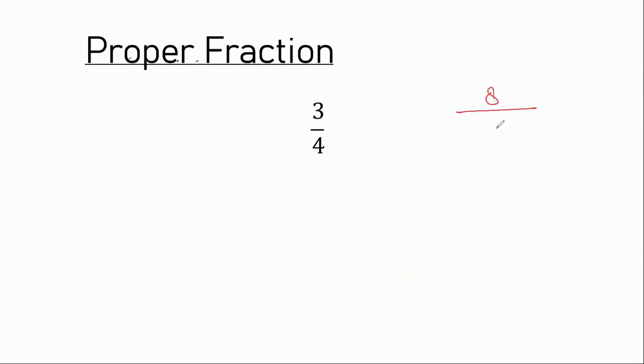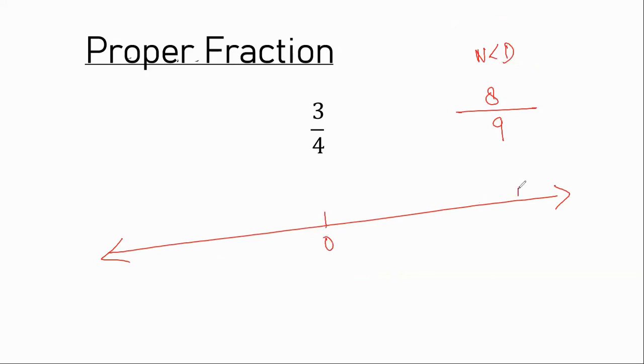Suppose I have to draw 8 over 9. Because I know it is a positive number and the numerator is less than the denominator, it will lie between 0 and 1. Now, what is the denominator? The denominator is 9, so I have to make 9 parts between 0 and 1. To do 9 parts, I will make 8 equal interval lines: 1, 2, 3, 4, 5, 6, 7, 8.